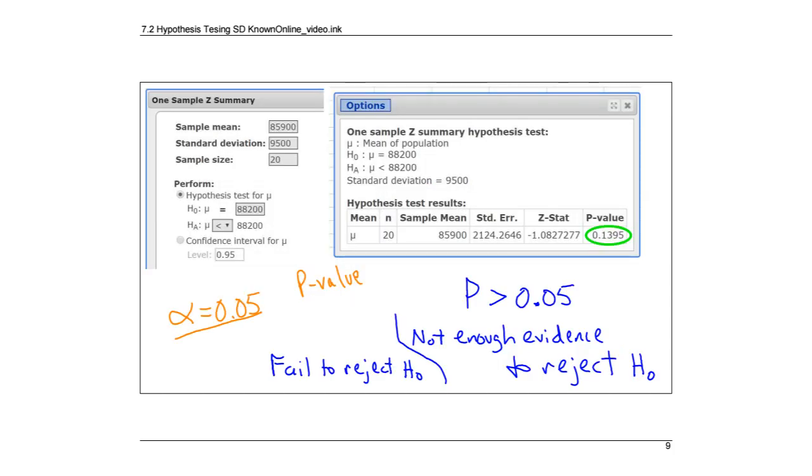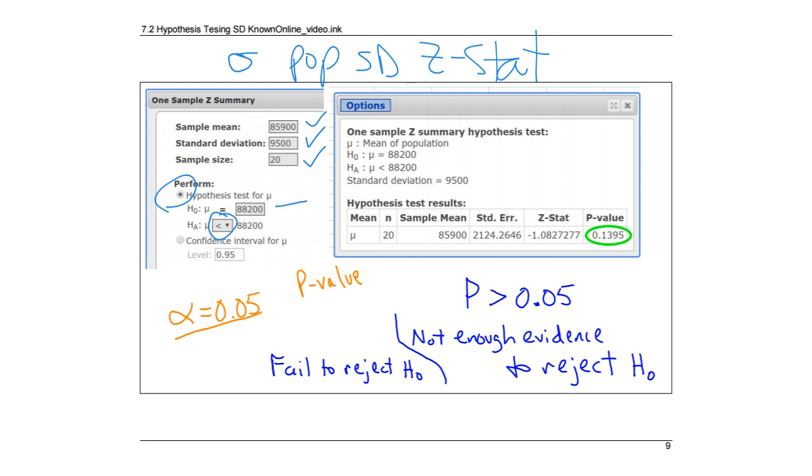Okay, so if you use StatCrunch, they gave us the population standard deviation sigma. So we are good to go. We know that we can use z-stat. That will change in the next section. We're going to put in everything we know: sample mean, population standard deviation, sample size. We're going for a hypothesis test. We're looking at 88,200, and we want our alternative to be less than because we want to go to the left.